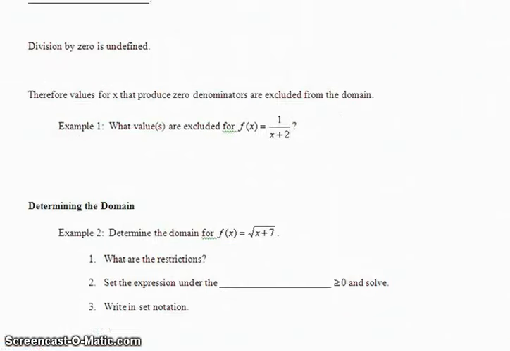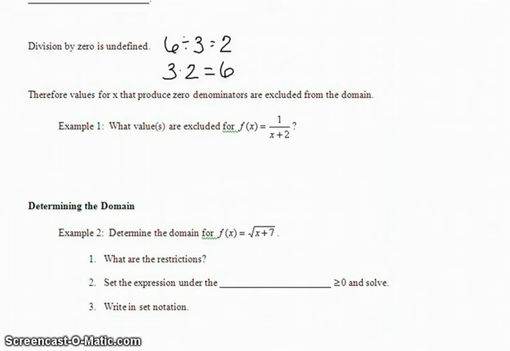Next, I've told you that division by zero is undefined. What do I mean by that? Every division problem, if you recall, has a related multiplication problem. So if I have 6 divided by 3, that will produce 2. The related multiplication problem is 3 times 2 will give me a product of 6.